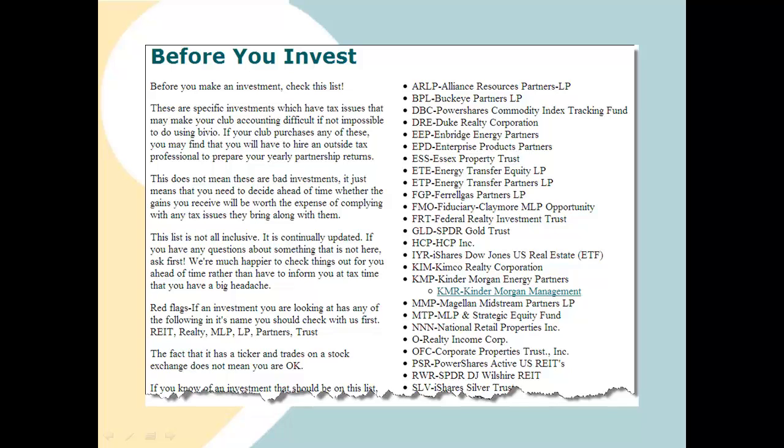We have a page where we list specific tickers for investments that we run into that will cause problems. We call this our Before You Invest page. You can find a link to it on our Master Help page. This list is not comprehensive. We update it as we become aware of problems. There are probably investments out there that aren't on the list yet but should be.